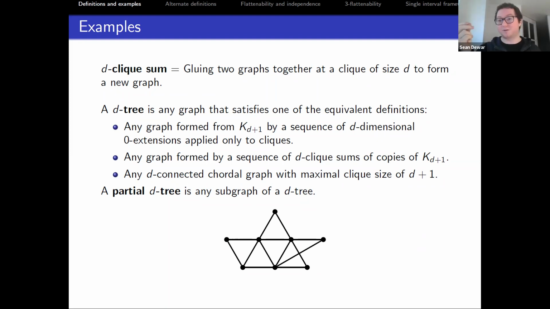Obviously, how they're constructed makes them very useful for rigidity. Every D tree will be rigid and minimally rigid. It's kind of easy to see why, because we're just doing a sequence of zero extensions. So yeah, they're very well behaved. And all partial D trees will be independent.